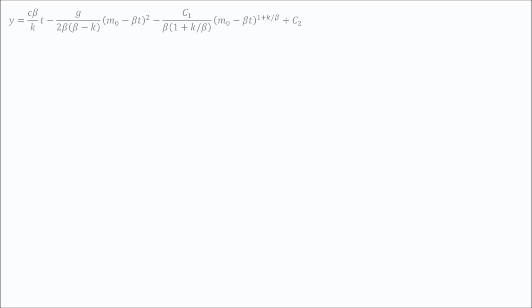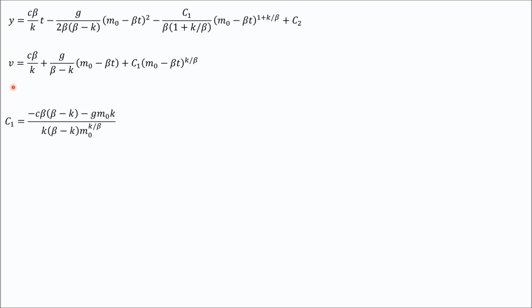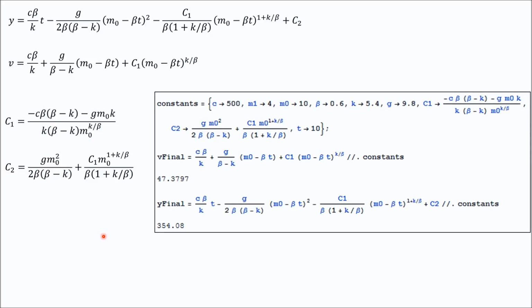So let me show you how we can use computers to make sense of these solutions. So these are what we got for height and velocity. And of course, velocity is just the derivative of height, or to say it differently, height is the integral of velocity. So we said that c1 is equal to this and c2 is equal to this. So here's what we can do with Mathematica. You don't have to plug stuff in by hand, per se. You can store all the constants as these replacement rules.